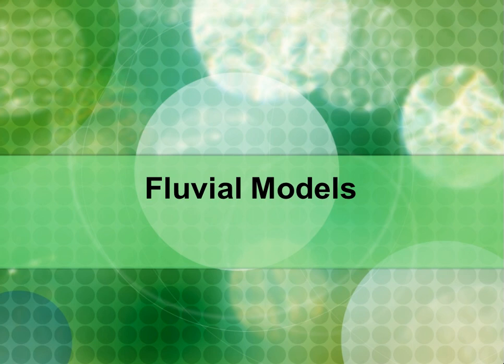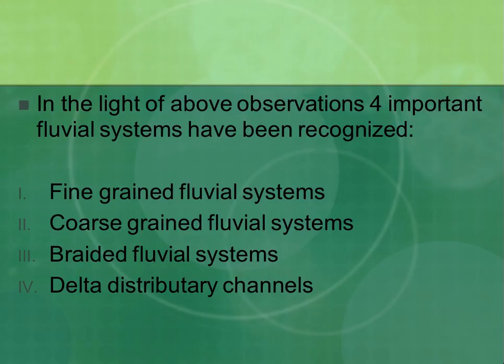river system, because all these systems are related to each other and we understand better when we compare them with each other. So if you remember, we have seen this list or classification of fluvial systems, where these systems are divided into 4 classes, that is fine grained fluvial system, coarse grained fluvial system, braided fluvial system, delta distributary channels, and confined valley field deposits, which is not shown in this particular slide.